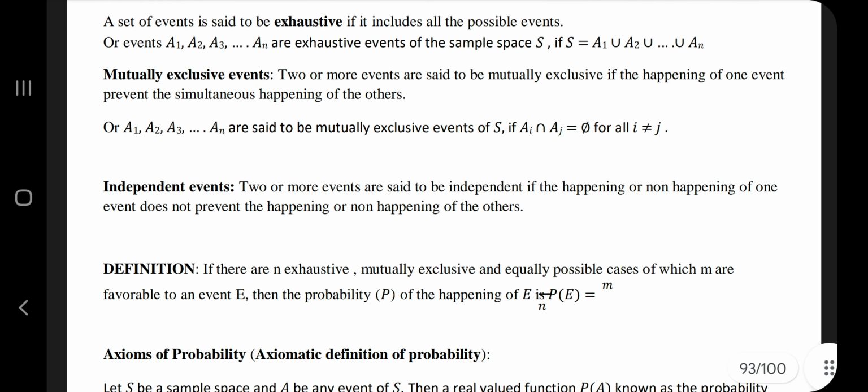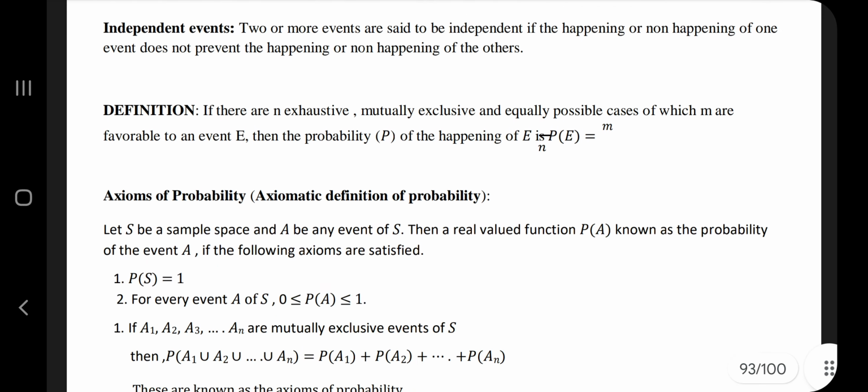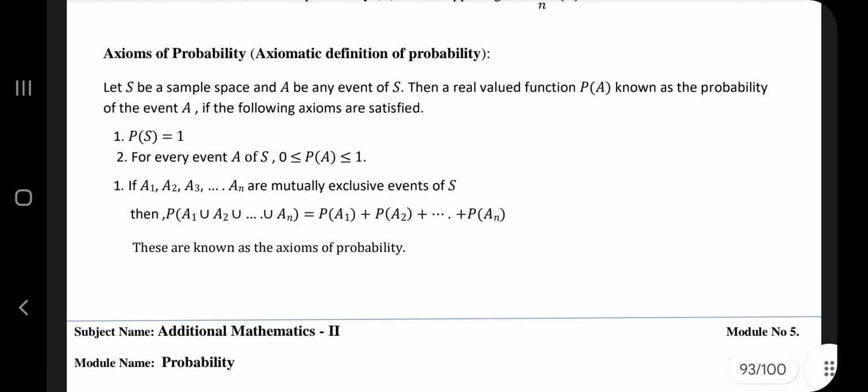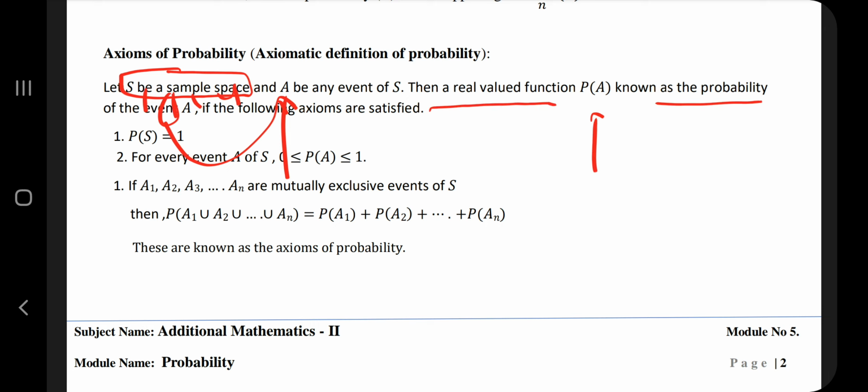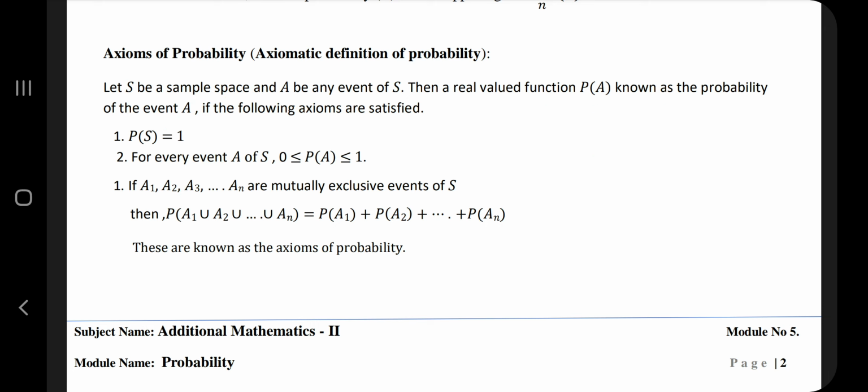And independent event means it does not affect each other. This event happening does not affect this event happening. So these are the basic terminologies. And moving on to the axioms of probability, there are two axioms. If S is the sample space, all the events happening are in S, and A is any event in S, then the real valued function P of A is known as the probability of event A. P of A is the probability of event A happening.